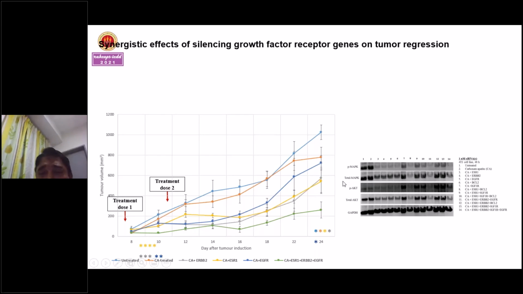For example, we targeted estrogen receptors, and here we are showing three growth factor receptors. The tumor regression is more prominent with the siRNA targeting estrogen receptors, HER2 receptors, and also EGFR receptors. Three receptors delivered in combination, and that's why there is a synergistic effect of tumor regression, which is also shown by the deactivation of the pathways with this combination. Similarly, we succeeded with BCL2 and estrogen receptors, but I'm not showing that here.